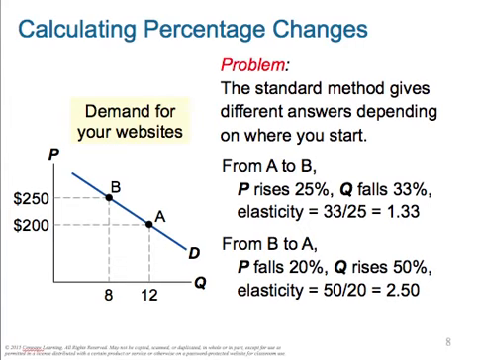The problem here is the standard method gives different answers depending on where you start. From A to B, price rises by 25%, quantity falls by 33%. Elasticity then would be 33 divided by 25 equals 1.33. However, if you move from B to A, price falls by 20%, quantity rises by 50%, then your elasticity would be that quantity over price percentage change would be 50 divided by 20, and elasticity would be 2.5. This can be pretty confusing if you don't pay close attention to where your start was and whether you're moving from A to B or B to A.